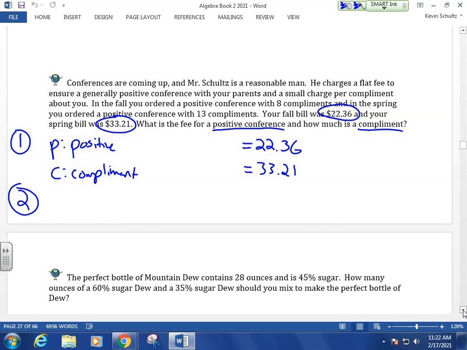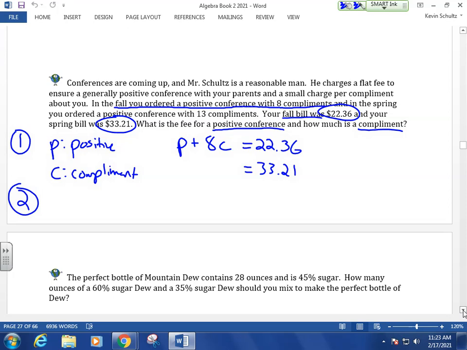Okay? So we look at that 22.36 and we say, okay, well, what made that up? What went into that? It says your fall bill was $22.36. So in the fall, we ordered a positive conference with 8 compliments. What's that going to look like as an expression as part of this equation here? 1 positive conference and 8 compliments. Noah. P plus 8C, right? That coefficient to the P is just 1.